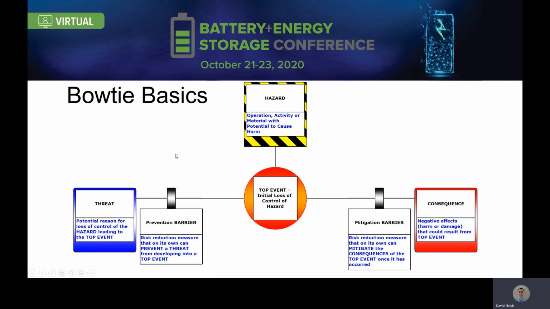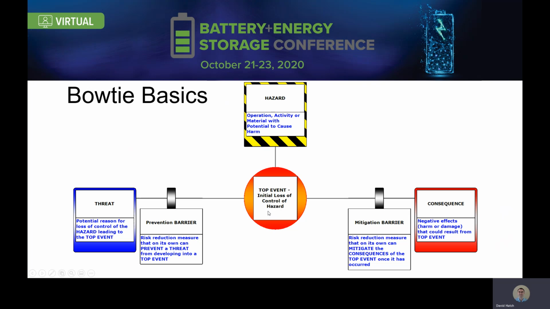One way to do this is to use bow ties. So the basic concept of the bow tie is to visually represent scenarios. At the heart, we have hazards with the potential to cause harm. We lose control or containment with the top event, which could lead to significant consequences.